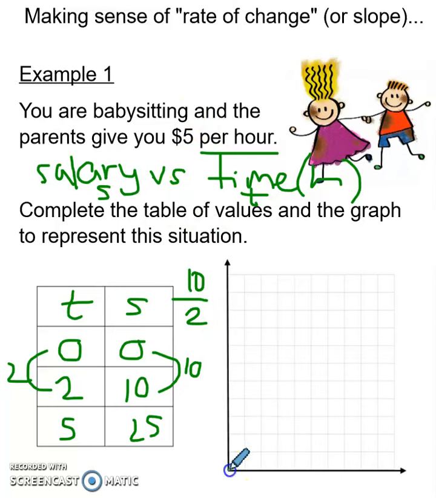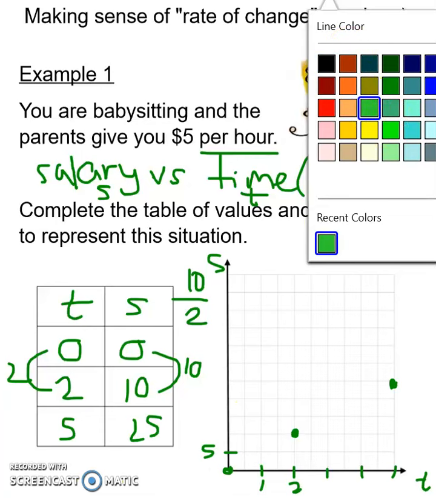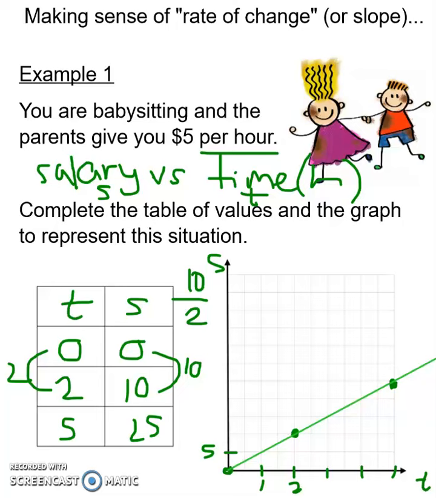If you're doing this in a graph, make sure that you put some numbers on your graph. If this is 1, 2, 3, 4, 5 for my time, and I'm doing my salary up here, I'm going to go by 5. I can do different graduations on the X and Y axis. So I start at 0, 0. For 2 hours, I'm up to 10. And for 5, I'm up to 25. Then you need to draw your line. I'm going to take the line, and then you're good.